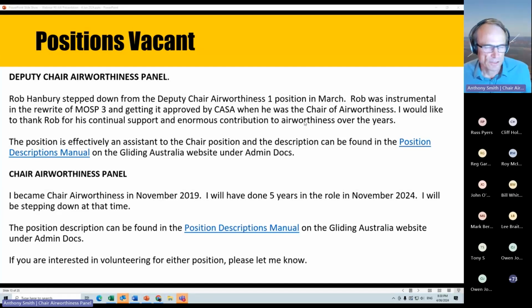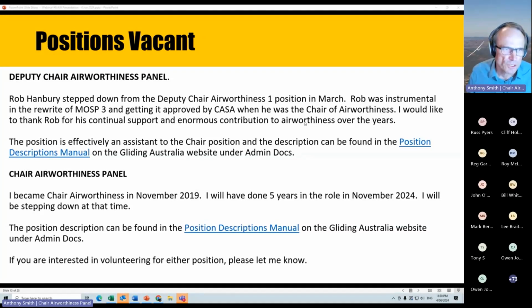Positions vacant. Rob Hambry stepped down from being one of the deputies in March. Now, Rob was a former chair. He was instrumental in the rewrite of MOSP 3 circa 2015, 2016 timeframe and getting it through CASA. And as always, I'd like to really show my appreciation for Rob for his continual support and the enormous contribution he's made to airworthiness over the years.